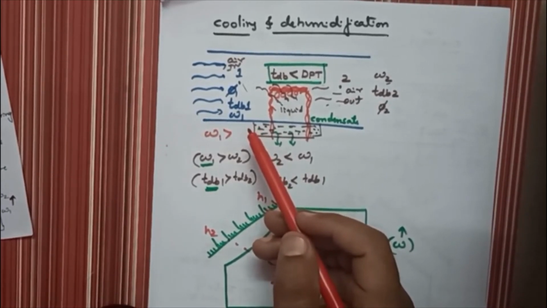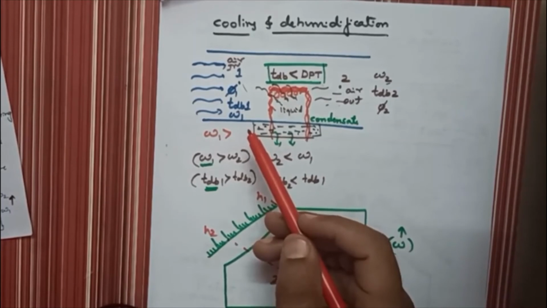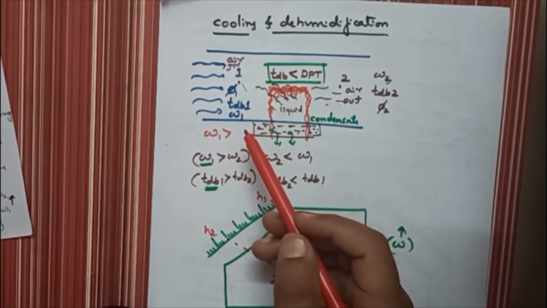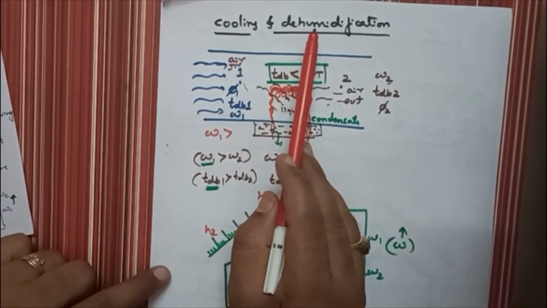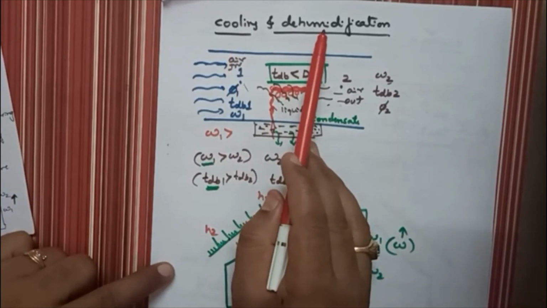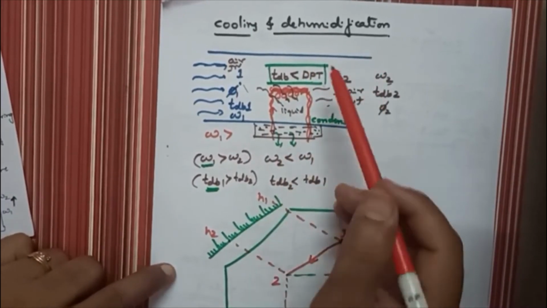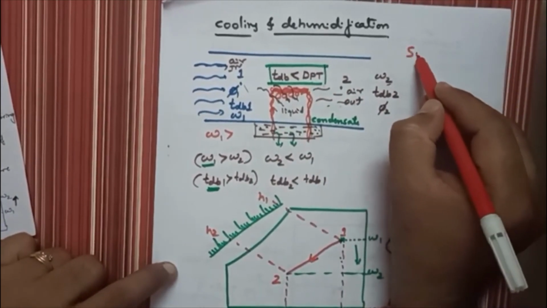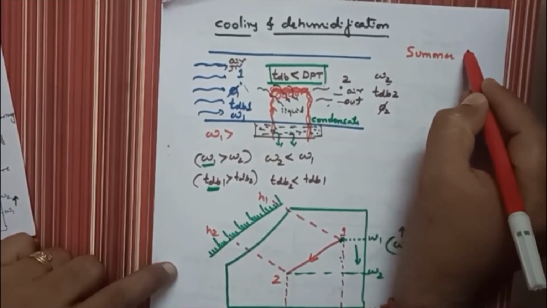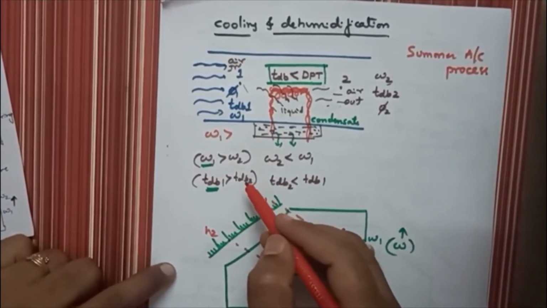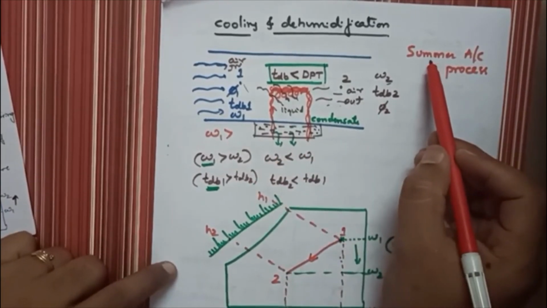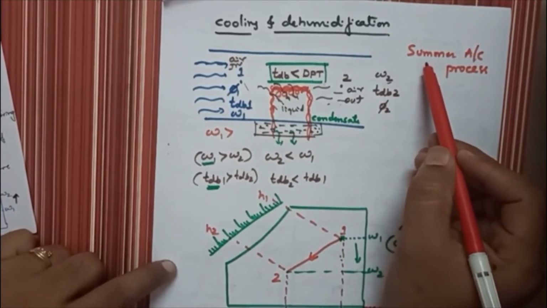The water content in the air is more. We need to remove the water vapor from the air. At the same time, we will also reduce the temperature of the air. So this phenomenon will apply. Cooling and dehumidification will be necessary. So this is also called the summer air conditioning process, because in the summer the temperature of the atmospheric air is more.